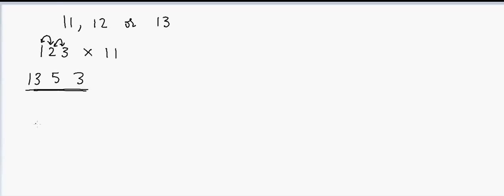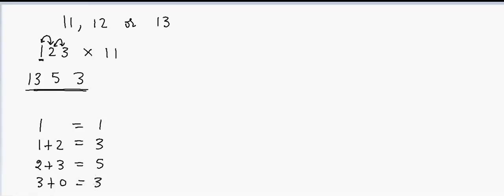Again, how did I do this? My first digit is the same as the first digit we have here. My second digit will be equal to 1 plus 2, which is the first digit plus the second digit. My third digit will be equal to the second digit plus the third digit, and the last will be equal to the last digit plus 0, because we have nothing else left. So that will be equal to 1 3 5 3. That's my answer, 1353.